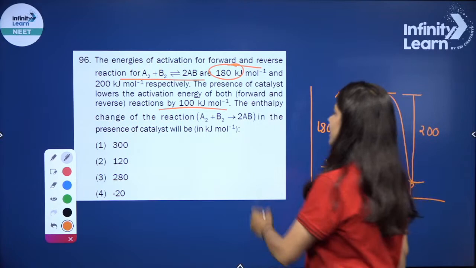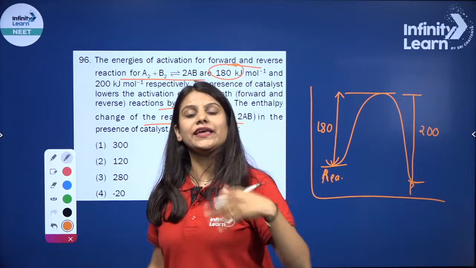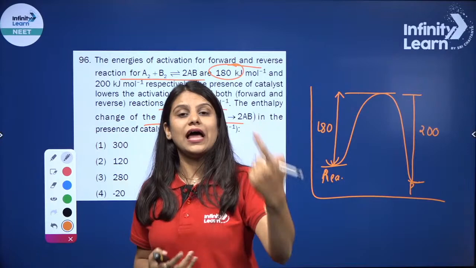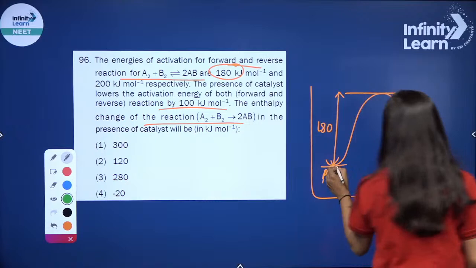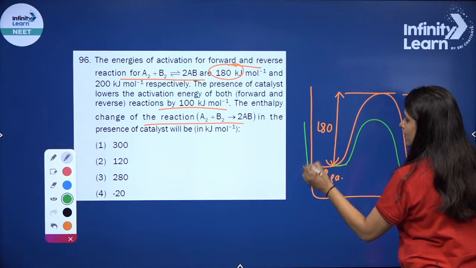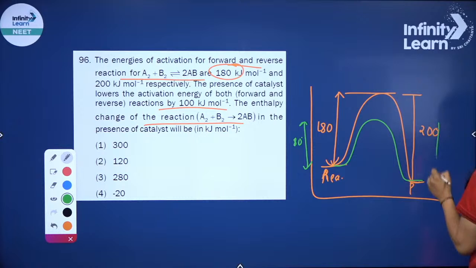Now, keep this in mind. Everyone knows that catalysts decrease the activation energy. Right? But catalysts never change the enthalpy. Remember this, activation energy will change. In the presence of catalyst, we will get a new diagram and the activation energy will be decreased. Something like this. So, activation energy now will become, I am writing here, somewhat less than 100. Right? But it will not affect delta H.